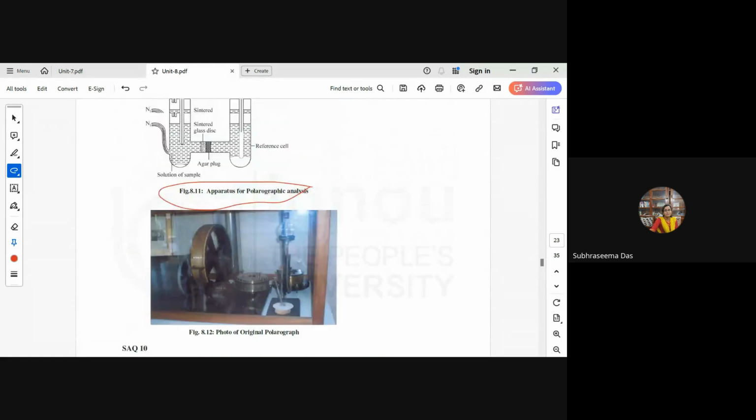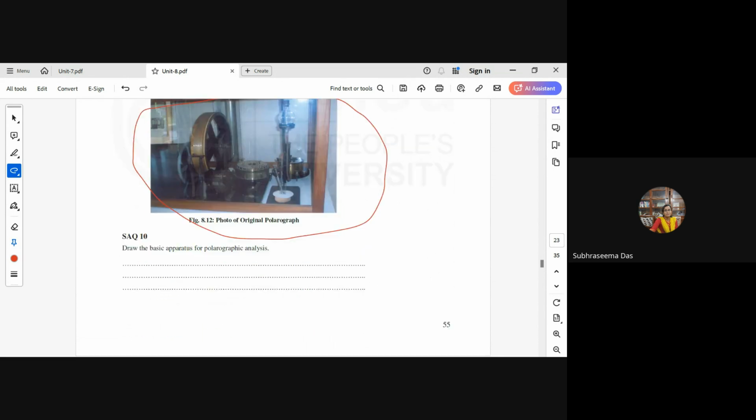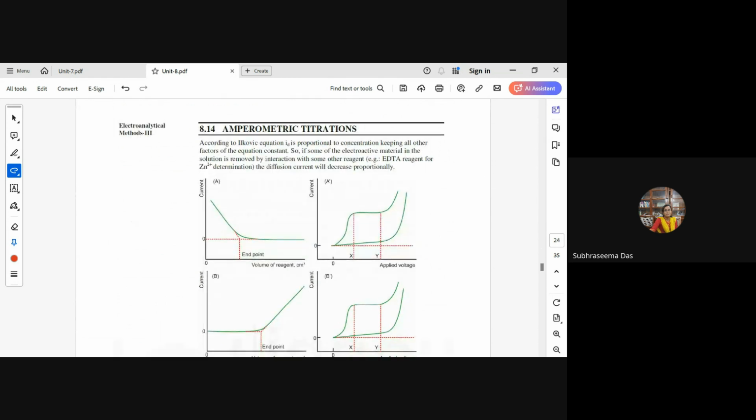This is how a basic polarimeter works, and a photograph is shown in figure 8.12. Then coming to amperometric titrations.